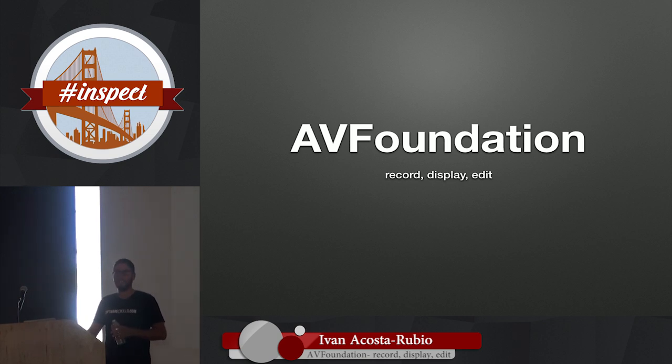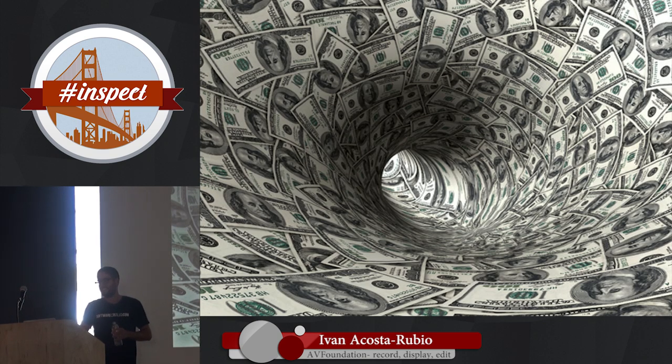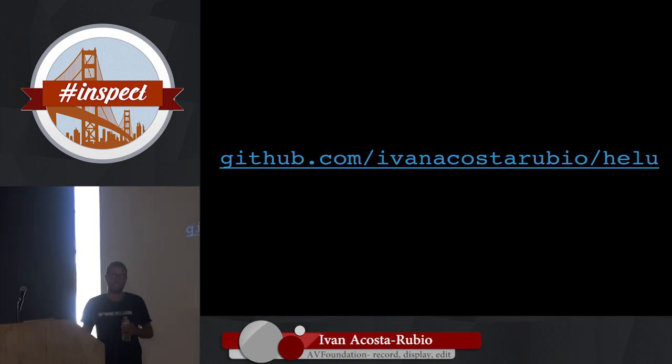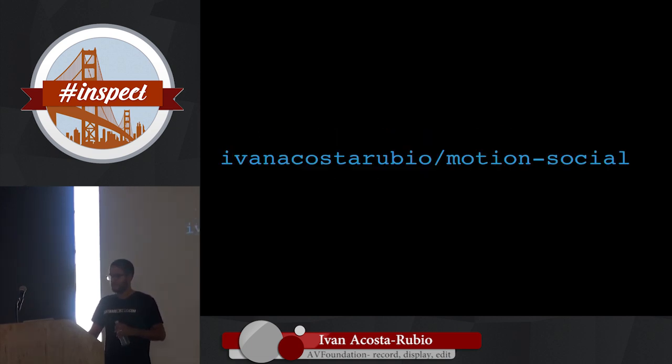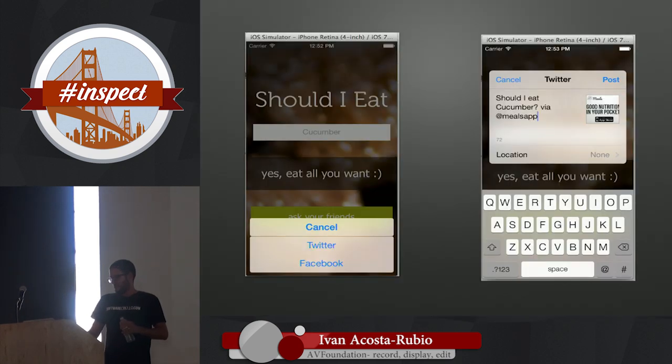So let's talk about AV Foundation, but first, let's talk about money. I wrote this small gem just to make in-app purchases. That was my first gem in the RubyMotion world. It's an easy API: you just pass in your product ID and three lambdas, and you can see I put a lot of time into designing the API. I also have another small gem called Motion Social, which basically allows you to tweet something really fast to your followers. It uses the Apple Social framework. You can go into my GitHub account and see that.